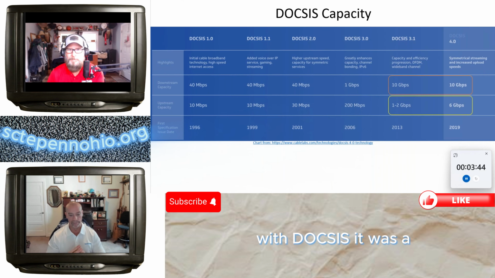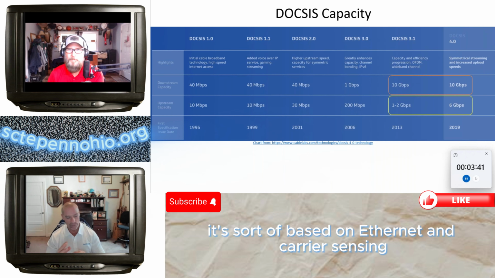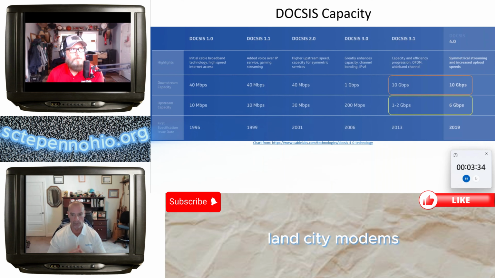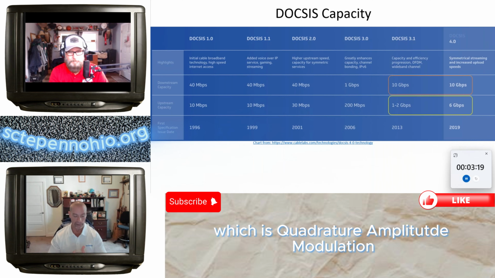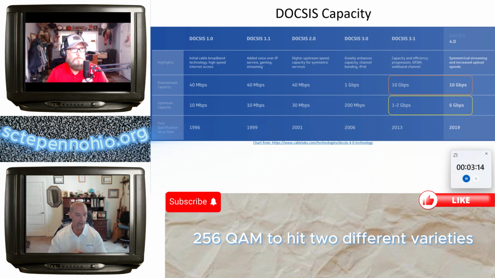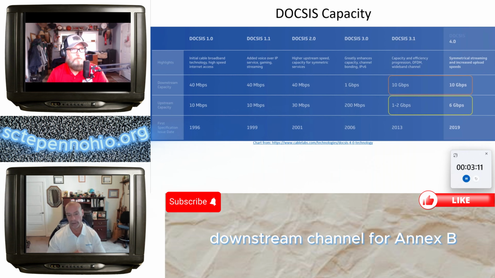It's sort of based on Ethernet and carrier sensing collision detection, and there was proprietary stuff out before this: LANcity modems. What else did we have? Motorola had something, Com21 had something. There was Terayon with S-CDMA, and we settled on DOCSIS to use QAM, quadrature amplitude modulation. We used 64 QAM or 256 QAM, so we had two different varieties. But it was always a 6 megahertz downstream channel for Annex B, which is the US, 6 megahertz channels.